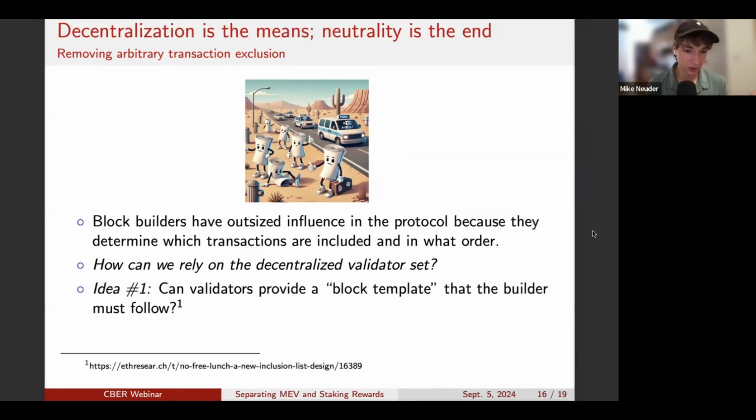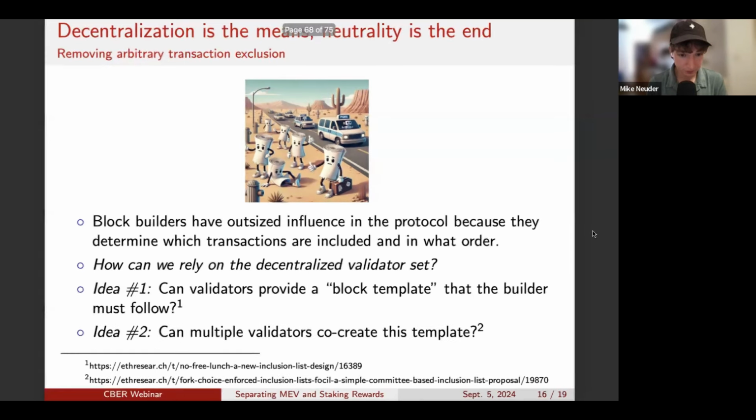This kind of idea follows that: how about we have validators create what's called a block template or an inclusion list that the builders have to follow? So I say, hey, I saw these transactions. You have to include them in my block. But beyond that, I don't really care. You can reorder them, you can front run them, but you can't leave them out. I think that's fundamentally the core property of the censorship resistant design that I think is super important.